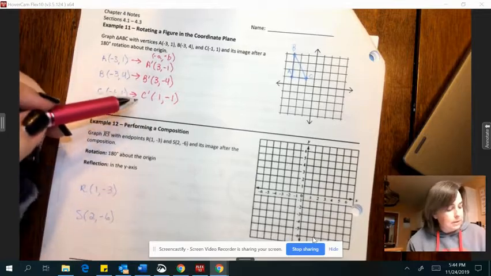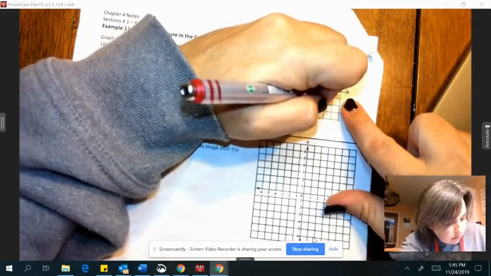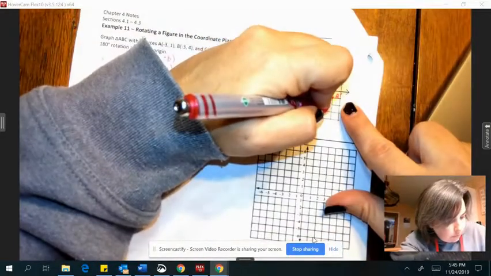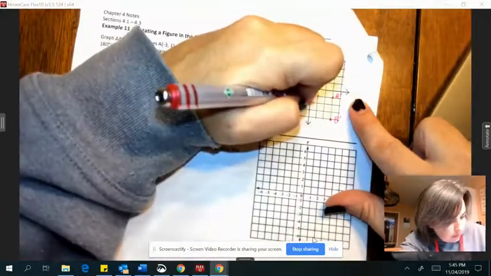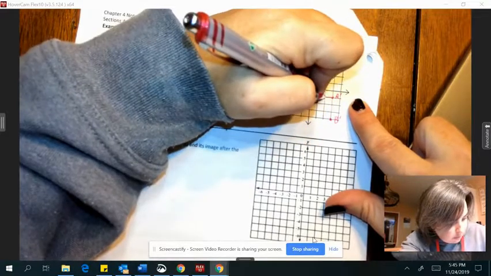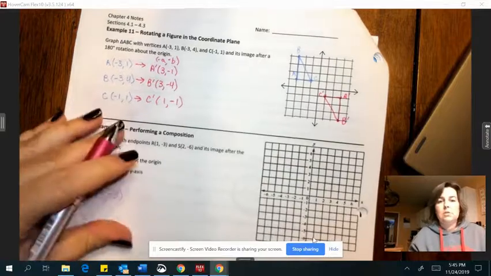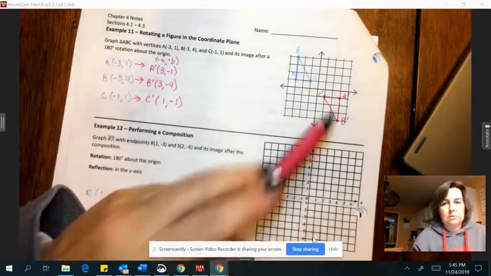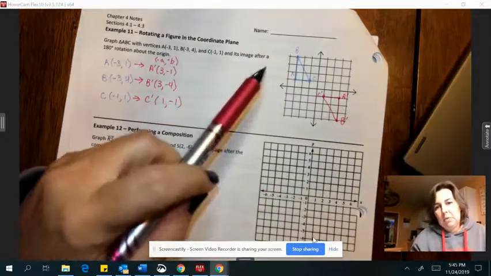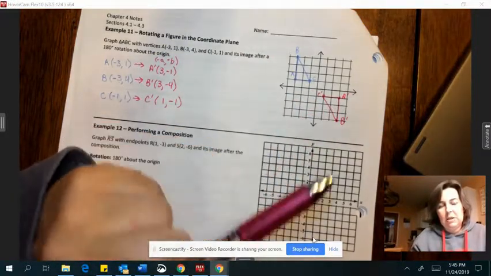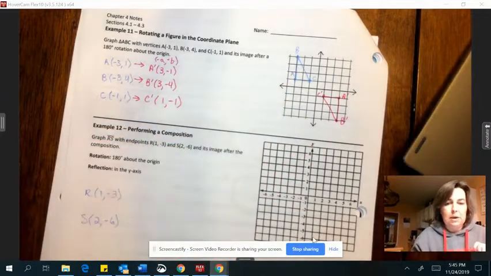Okay, then plot these. We get A prime is at 3, negative 1. B prime is at 3, negative 4. And C prime is at 1, negative 1. And that's the answer. So here's the coordinates, here's the picture. You'll notice that this is what would happen if you imagine turning it all the way around 180 degrees. It would land over here. It's in a different orientation. This one had B at the top, now B is at the bottom.